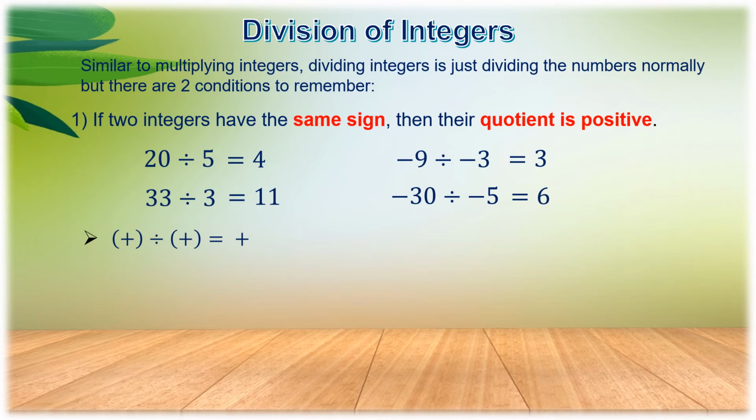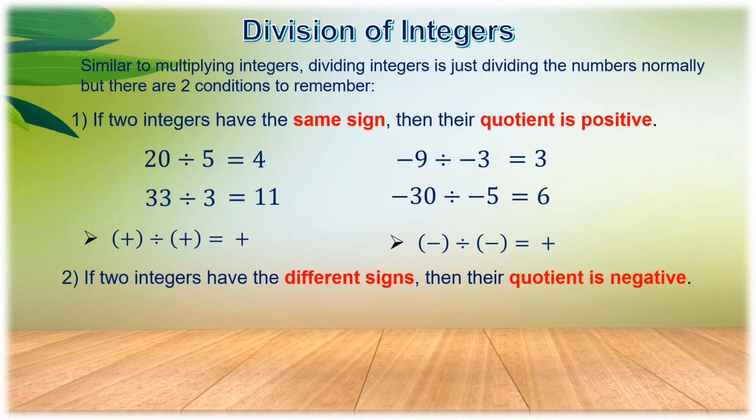So remember, if you are dividing positive divided by positive, it will always be equal to positive. And negative divided by negative, it is always equal to positive. So if two integers have the same sign, then their quotient is always positive. Now let us have the second condition. Let us read all together. If two integers have different signs, then their quotient is negative.